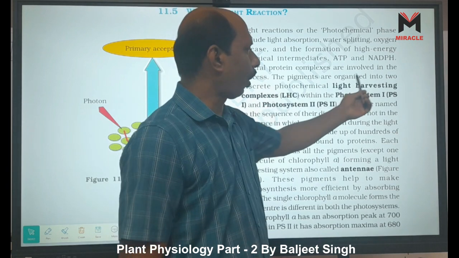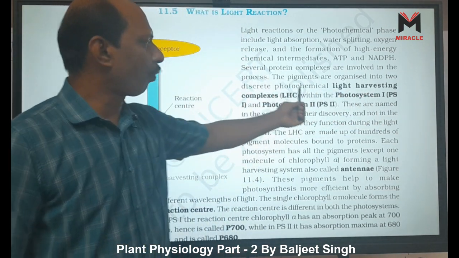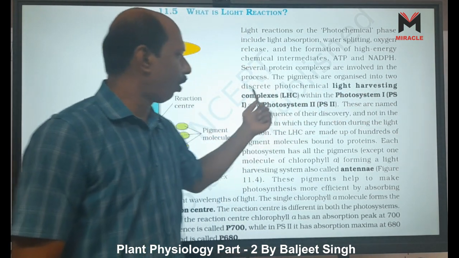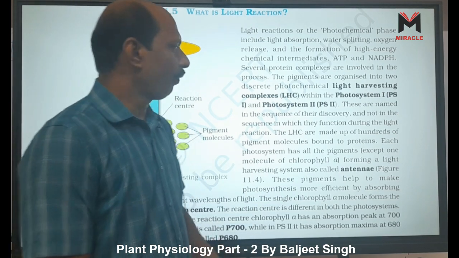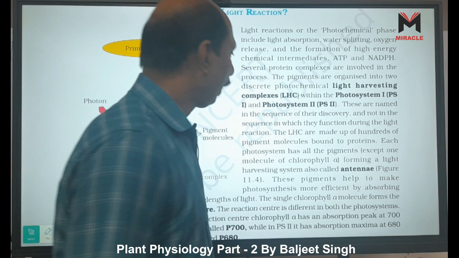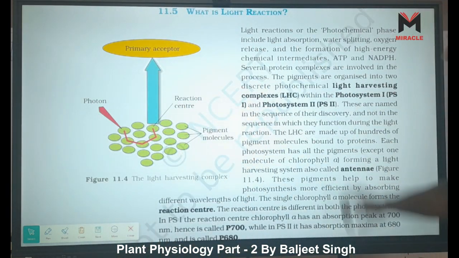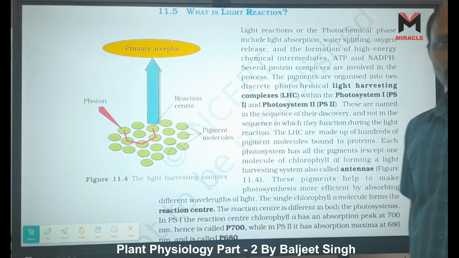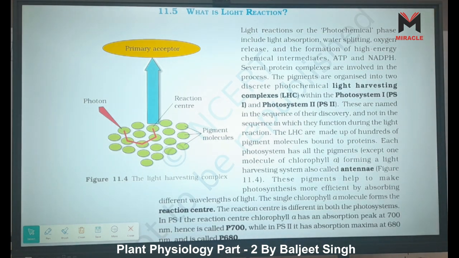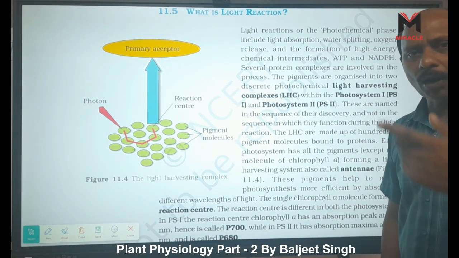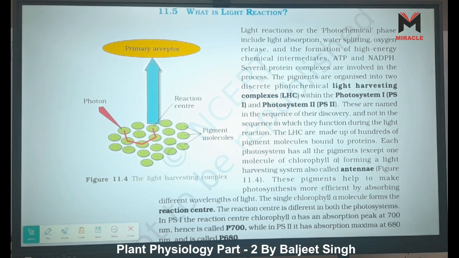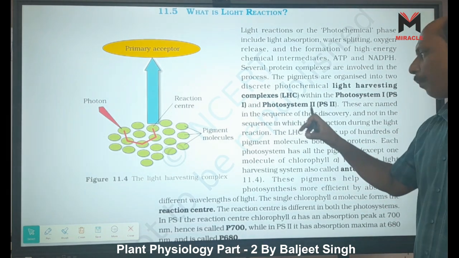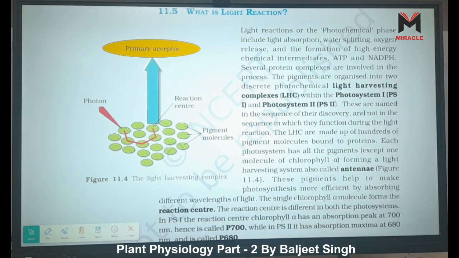The pigments are organized into two discrete photochemical light harvesting complexes. In short form we use LHC, within photosystem first and also in photosystem second. For photosystem we use the short form PS first and PS second. We have two light harvesting complexes: light harvesting complex first is in photosystem first, and light harvesting complex second is related with photosystem second.